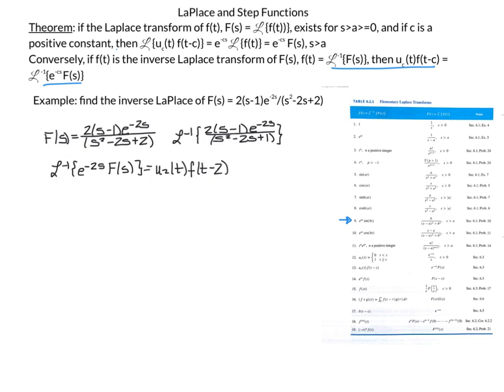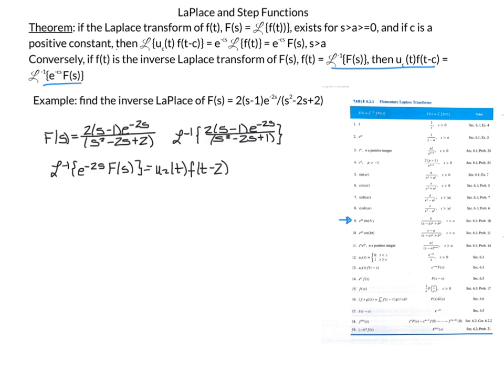The inverse Laplace transform of e to the minus 2s F of s is equal to u2 times f of t minus 2. And just a reminder, the Laplace transform of f of t, not f of t minus 2, but f of t, not shifted, is equal to capital F of s. This is standard notation, but I just wanted to remind you.